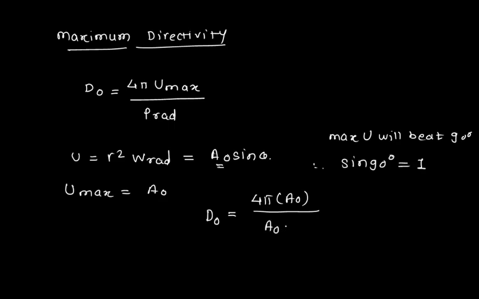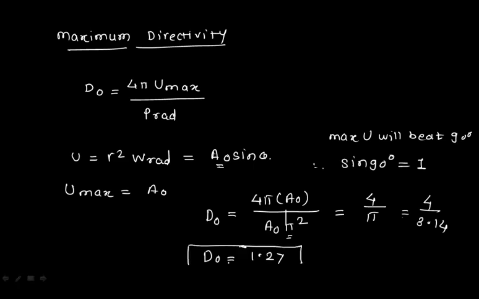So 4 pi U max is nothing but A0 divided by P radiated, we have already calculated, that is A0 pi square. So pi will get cancelled, A0 will get cancelled. As I need to cancel only one pi, one pi will be left here. So 4 by pi, which means 4 by 3.14. So if you calculate D0 for this particular case, I'll get 1.27. Now this is not in dBs. So if I'm interested in dBs, you can convert it using 10 log to the base 10 and calculate all those values. ठीक है, so this is the maximum directivity.